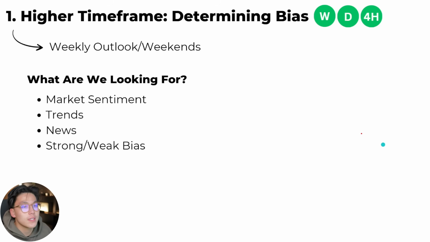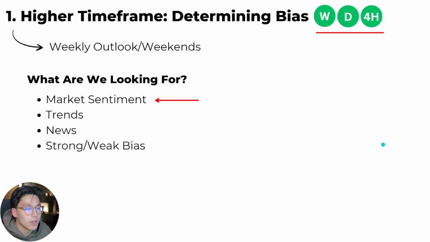So right here, you can see that we're determining the bias on the higher time frames, the time frames that we're going to be using, the weekly, the daily, the 4-hour. And really when I determine the higher time frame bias, it's usually done on the weekly outlooks and on the weekends. So every single weekend on Saturday, I do a weekly outlook and a weekly scan of what I'm looking for coming into the week. And based off that, I'm going to be looking for potential setups that are going to confirm my bias for the week.